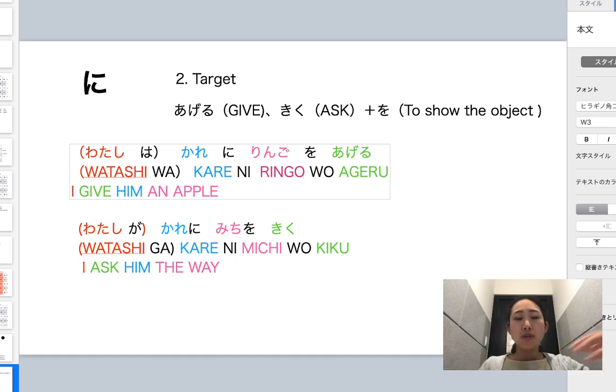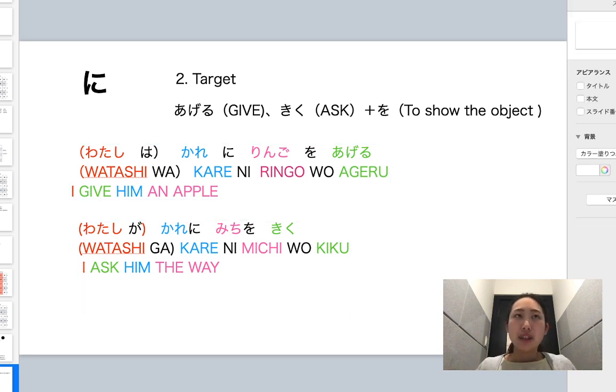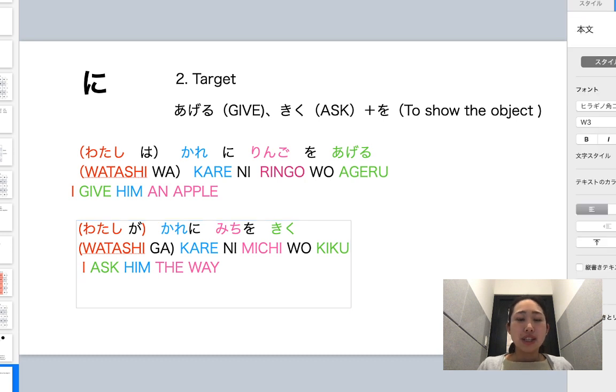So if you want to emphasize the subject, you can say 私が. So が for the subject, like 私が彼に道を聞く, and は for the object. So this is one difference, and there are many other differences between は and が, so we will look at them when we find good sentences one by one. Okay, so actually you can say 私は彼に道を聞く too.